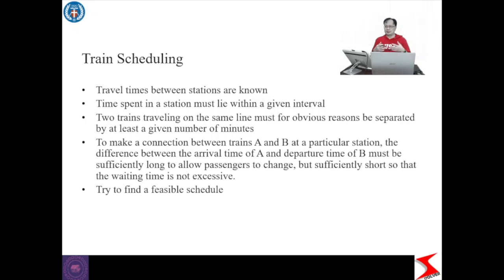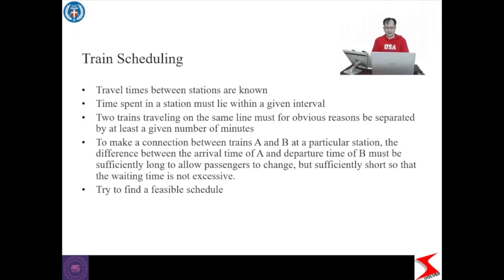So our purpose is to try to find a feasible schedule. Basically, the scheduling problem in the IE domain we call an NP-hard problem. You might not know what an NP-hard problem is. You can think of it as a very difficult problem. Later on, I will explain what an NP-hard problem is.